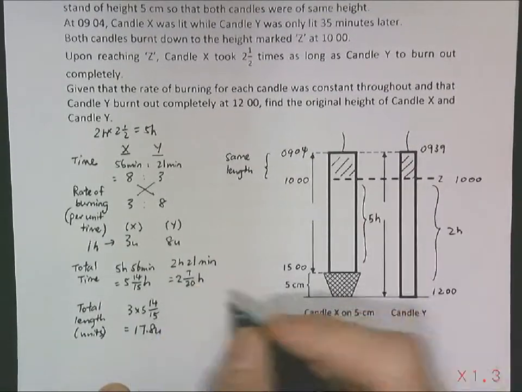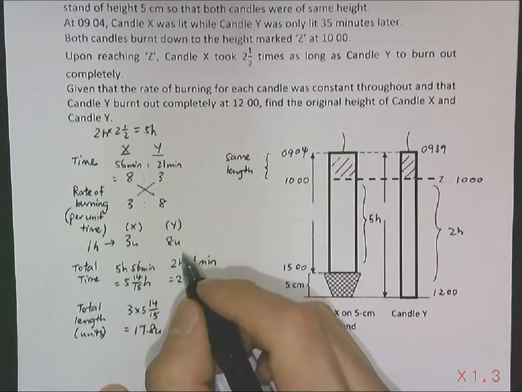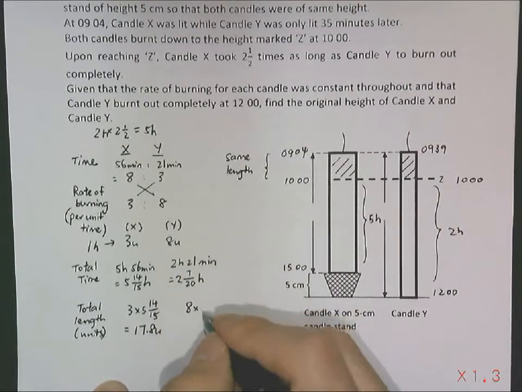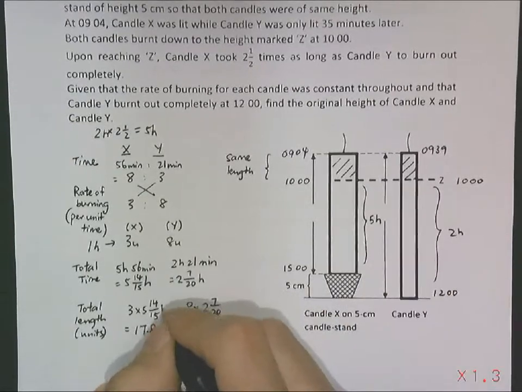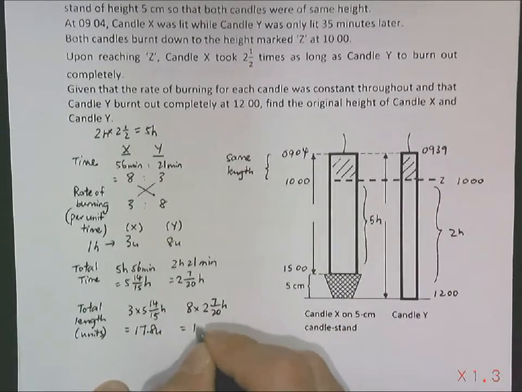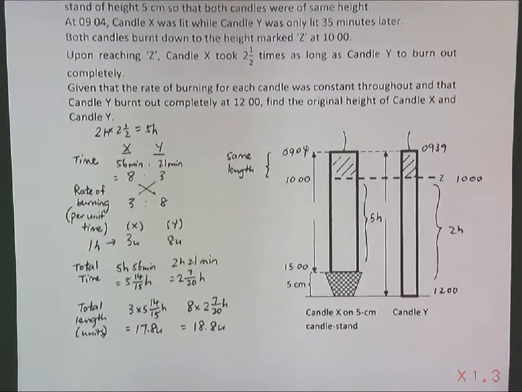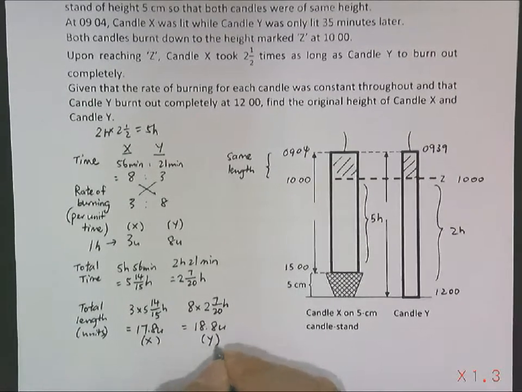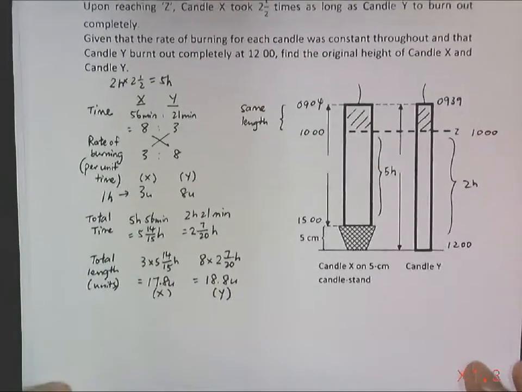For candle Y, it will be 8 units per hour, because candle Y burns faster. So 8 units per hour multiplied by the time gives us 18.8 units. So this represents the total length of each candle. This is for X, this is for Y. We simply take the difference and we can solve the question.